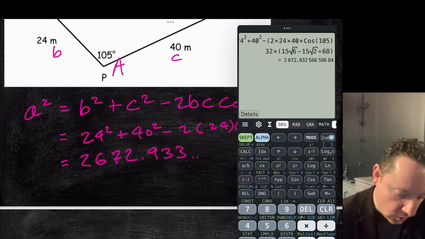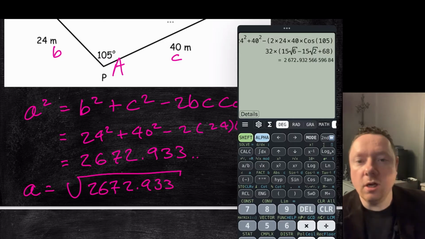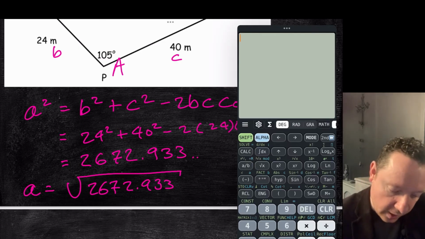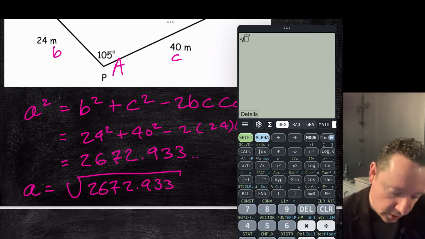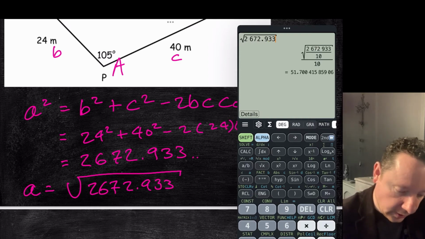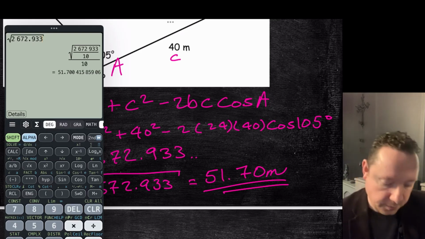So A is the square root of this number, 2672.933. Notice I've not rounded yet, not majorly, 3 decimal places, because I want my final answer to 2 decimal places. So we need a nice long number before we do that. If you round twice, you'll be double rounding, and that'll be very inaccurate. So 2672.933 gives me 51.70 to 2 decimal places. 51.70 in the units of meters. And we're done there.